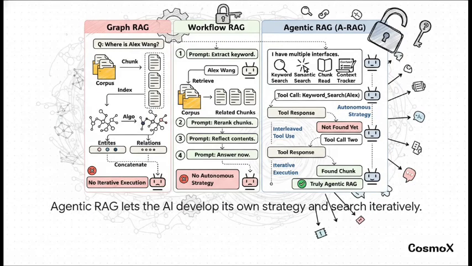This diagram really gets to the heart of it. You see, other advanced methods, like graph RAG or workflow RAG over on the left, they're still just following a set of fixed, pre-programmed steps. But look at agentic RAG on the right. It's the only one that can come up with its own strategy, on the fly, search over and decide for itself which tools to use. It's not just following our instructions anymore, it is truly in charge of the investigation.